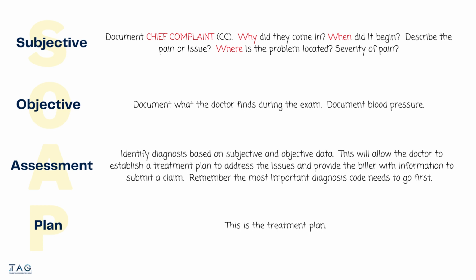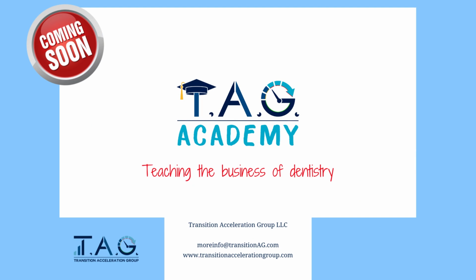Now, the assessment is basically the diagnosis based on subjective and objective data. It's going to allow the doctor to establish a treatment plan to address the issues, and also provide the biller with the information to submit the claim. Remember that the most important diagnosis code needs to go first. And then, of course, the treatment plan. So that in itself is going to give you very good information in an organized fashion. This cheat sheet will allow your dental assistants and hygienists to be able to organize their thoughts and their notes to help when claims are being billed out.